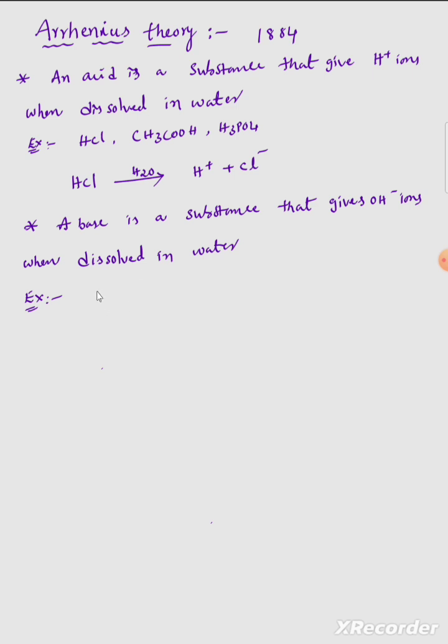Examples: NaOH, KOH, Ca(OH)2, compounds like this. Here, for example, we are taking NaOH dissolved in water. It produces Na plus and OH minus ions.